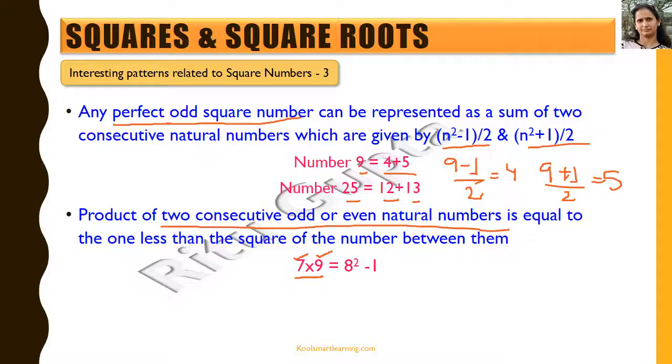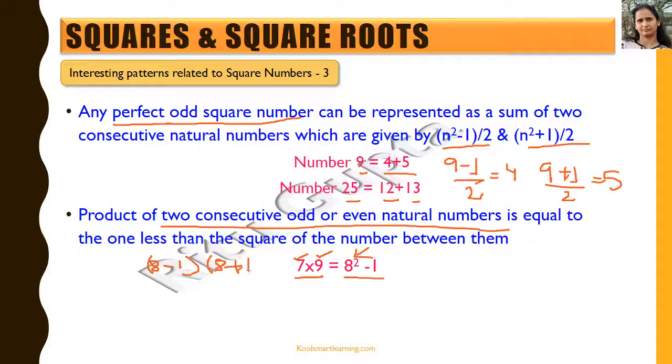So this is equal to 1 less than the square of the number between them. This 8 lies between 7 and 9. So 8 square minus 1. Now how do we get that? We can simply write 7 as 8 minus 1, multiplied with 9, which is nothing but 8 plus 1.